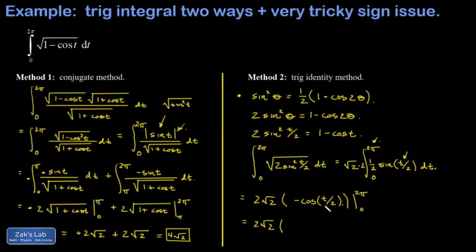So when I plug in the upper limit, I get negative cosine pi. So negative negative 1. Then when I plug in the lower limit, and I'm subtracting that, so I've already undone my minus sign here, I get the cosine of 0, which is 1. And 1 plus 1, of course, is 2, and 2 times 2 is 4, and I end up with the same value, 4 root 2. Okay, so this comes out to 4 root 2.